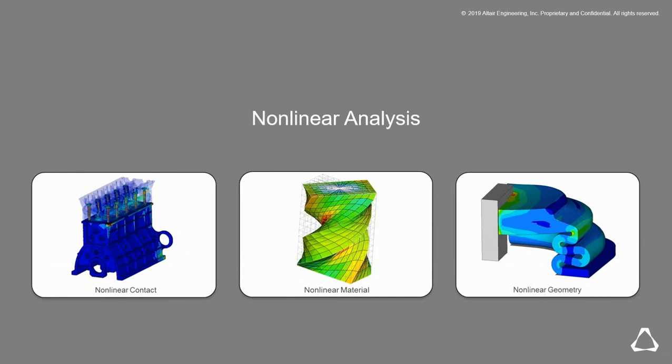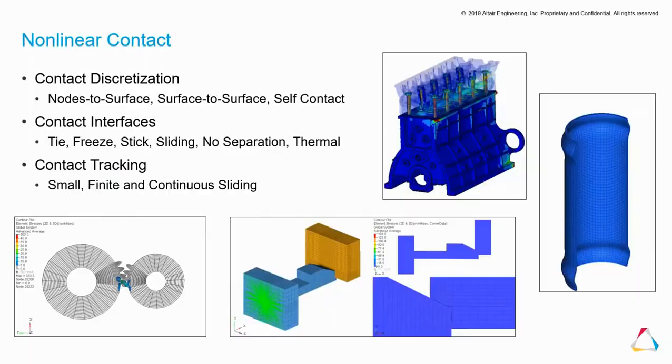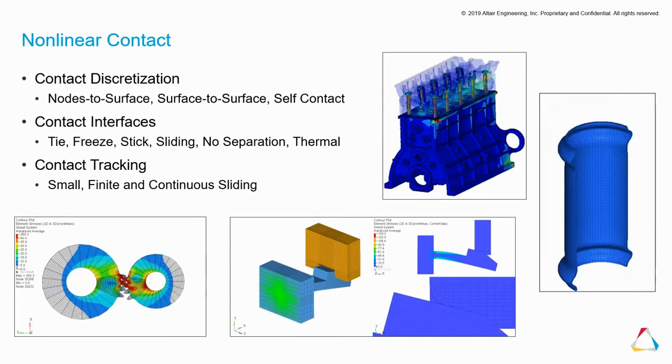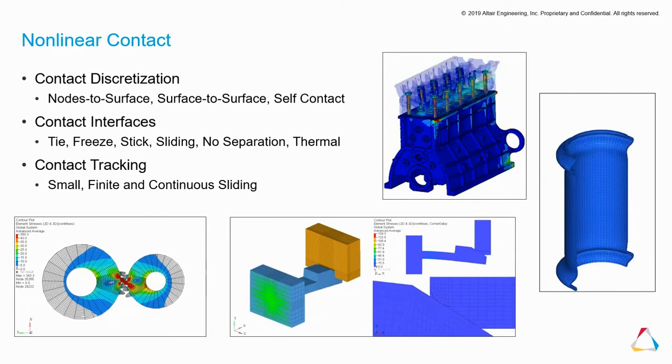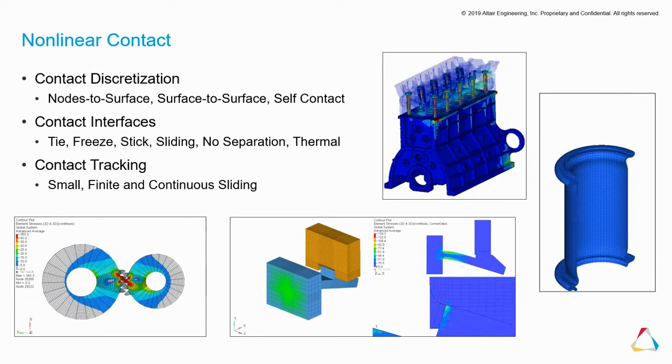Now, we know that when it comes to nonlinear analysis, there are three basic elements, and that includes the effects of nonlinear contact, nonlinear material, and nonlinear geometry. So if you look at the solutions that are supported for nonlinear contact, here's a look at what we support. When it comes to contact discretization, there are different types of discretization methods. So we have nodes to surface, surface to surface, as well as self-contact.